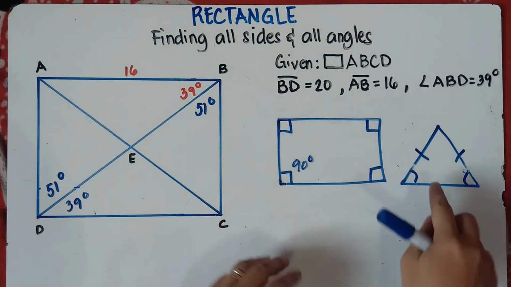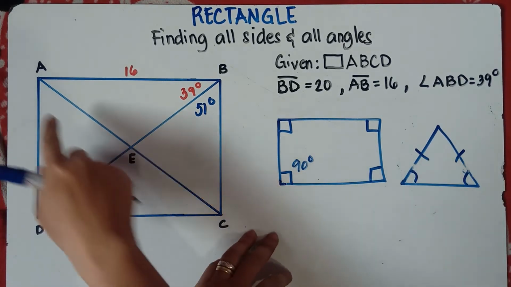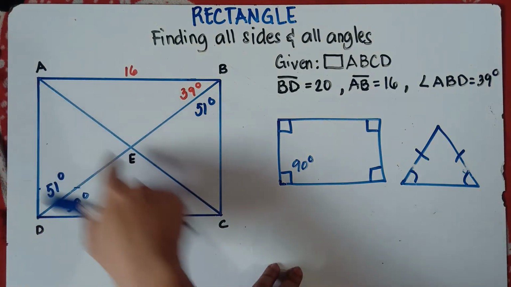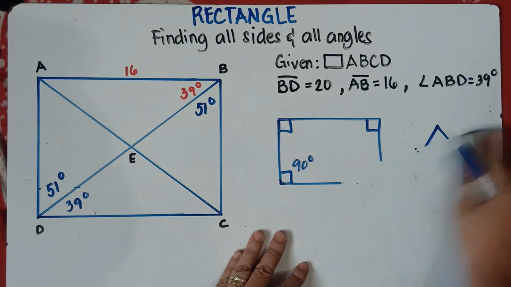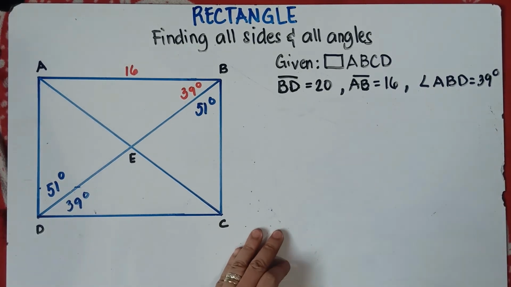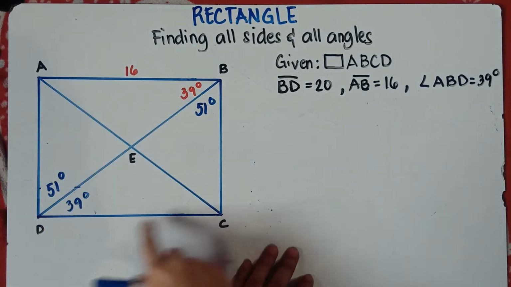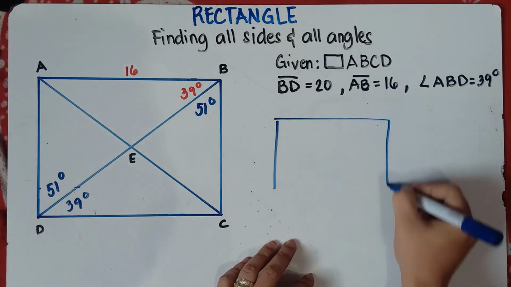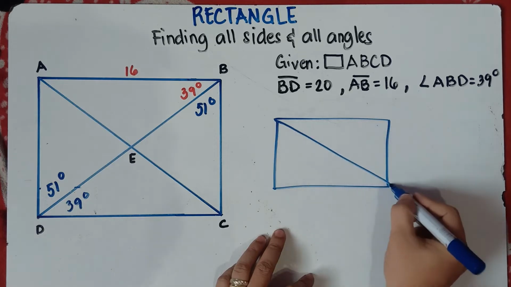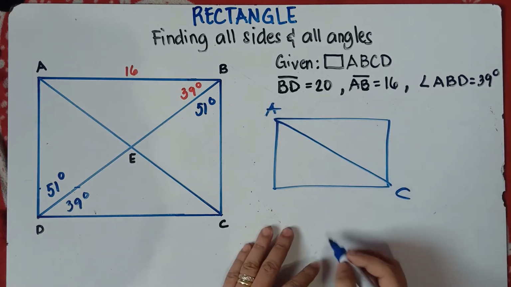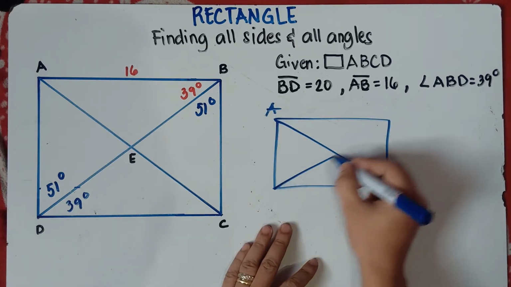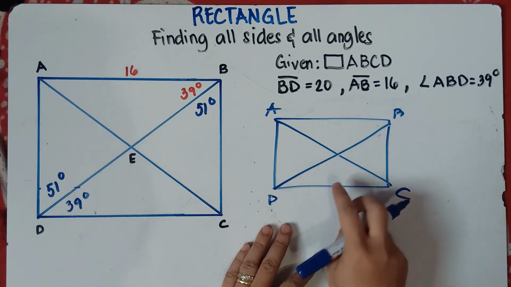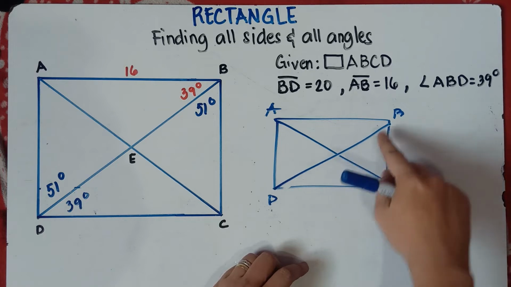Why do we have two equal sides? Because this diagonal AC, let me just throw this here, class, for you to understand this one. This diagonal AC is congruent to diagonal BD, right? Once again, if you have a rectangle and you draw this diagonal, this AC, class, is the same measure with diagonal BD or DB.